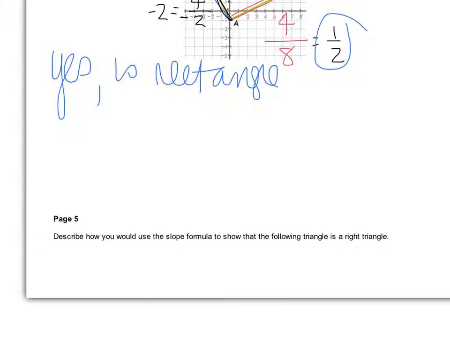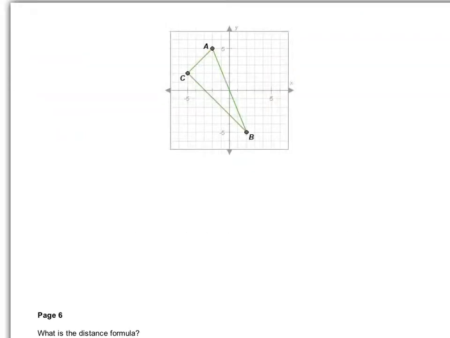It says, describe how you would use the slope. If I want to prove that this is a right triangle, I have to prove that this is a right angle, that these two lines are perpendicular. So it's the same thing. I've got to find my slope. My rise is 3, my run is 3, and that's positive, and 3 over 3 is 1.